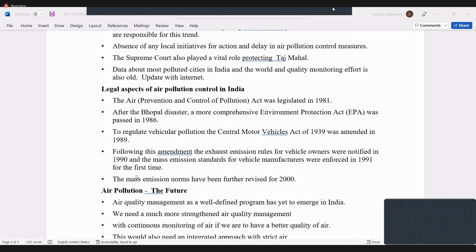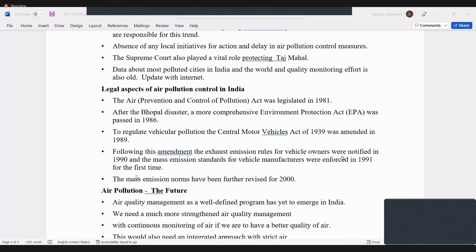The Air (Prevention and Control of Pollution) Act was legislated in 1981. After the Bhopal gas disaster, a more comprehensive Environment Protection Act (EPA) was passed in 1986 to regulate vehicular pollution. The Central Motor Vehicles Act of 1939 was amended in 1989, and following this amendment, the exhaust emission rules for vehicle owners.